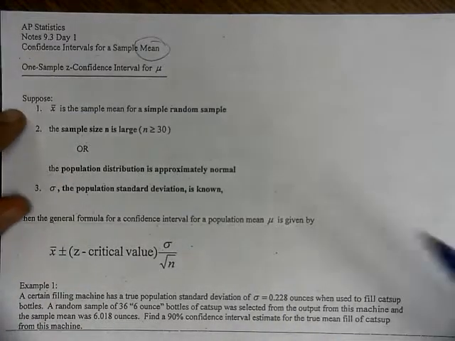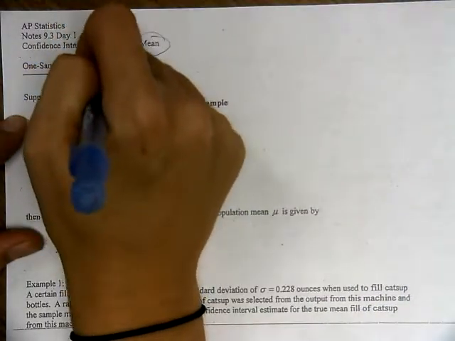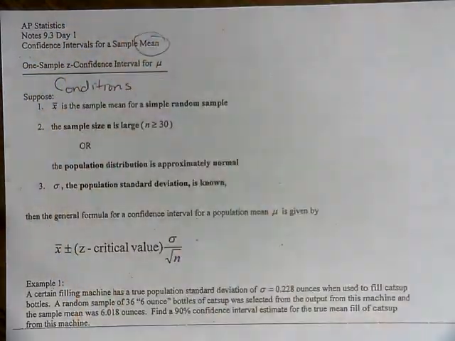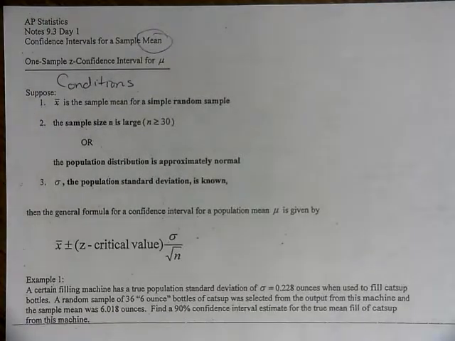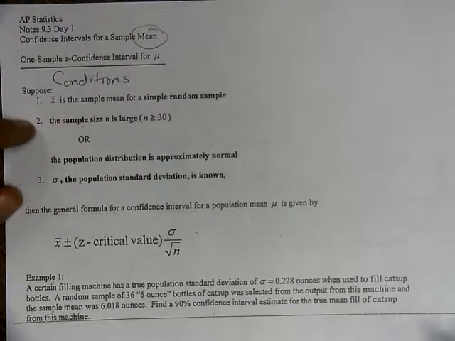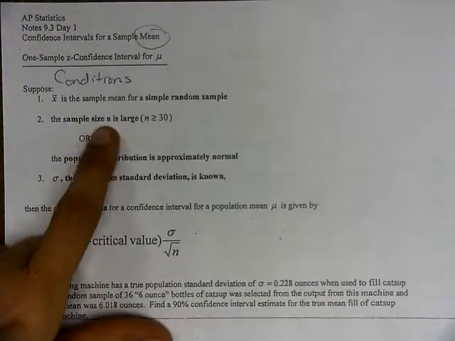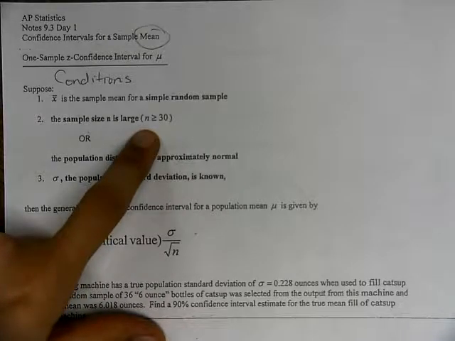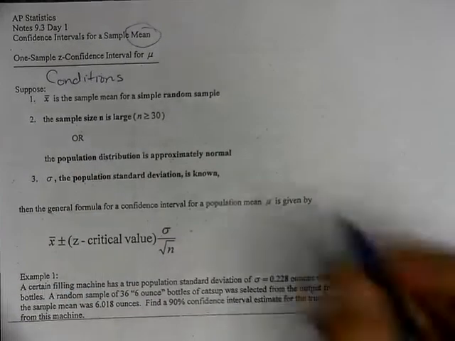Remember, the first thing we always want to do is list our conditions. The first one, just like with proportion, is you want x bar, the sample mean, from a simple random sample or some sort of random sample. One difference here is condition 2. Either the central limit theorem applies and the sample size is large, so n is greater or equal to 30.